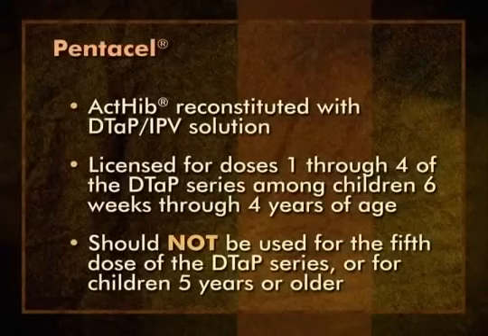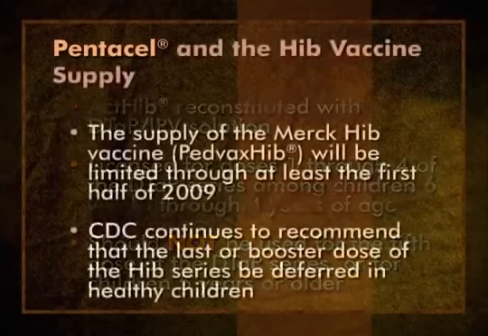Pentacel is a Sanofi Pasteur vaccine that contains lyophilized ActHIB that is reconstituted with a liquid DTaP-IPV solution. Pentacel is licensed by FDA for doses 1 through 4 of the DTaP series among children 6 weeks through 4 years of age. Pentacel should not be used for the 5th dose of the DTaP series or for children 5 years or older. We discussed the Pentacel schedule in more detail in the DTaP segment of the program.